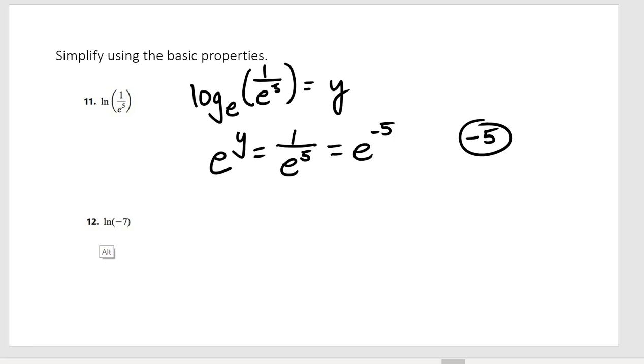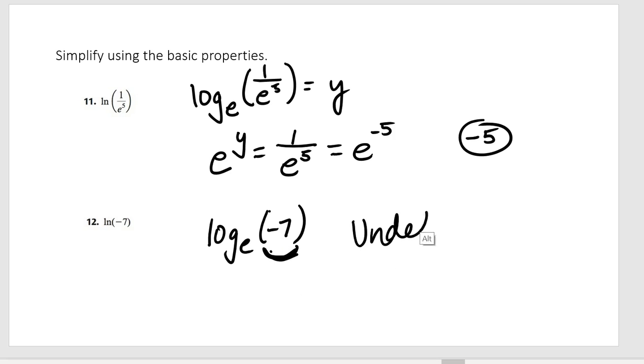And then our last one, what's the natural log of negative 7? Well, we know this is the same thing as log base e of negative 7. We said that our log has to be greater than 0. We can never take a log of something that's less than 0. So this is undefined.